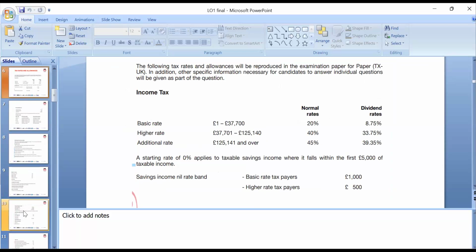The basic tax: 12,570 is the personal allowance. After that, on the next 37,700 you pay 20%, and the dividend rate is 8.75%. In our lesson 2, we will do the calculation and apply these rates. Then the higher rate is 40% and the additional rate is 45%. For the savings income rate band, the basic rate taxpayer can have 1,000, and the higher rate taxpayer 500.